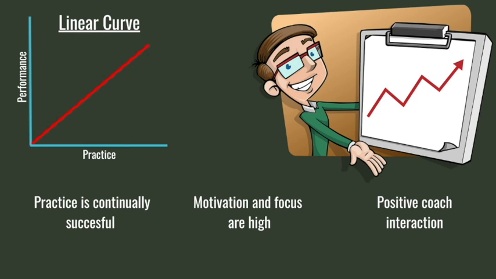Positive coach interaction is also vital because you keep getting better and better. So the second something is slightly off, or even before something is slightly off, the coach intervenes with fantastic feedback and advice, and the performer keeps improving their skill level. And this is the linear curve. Next, we've got the positive accelerated curve.